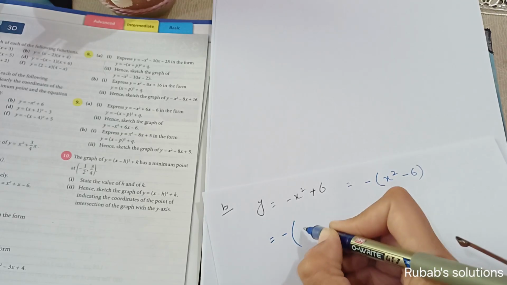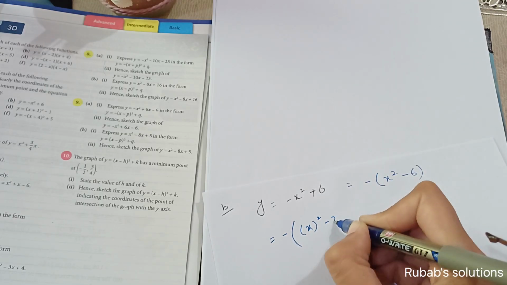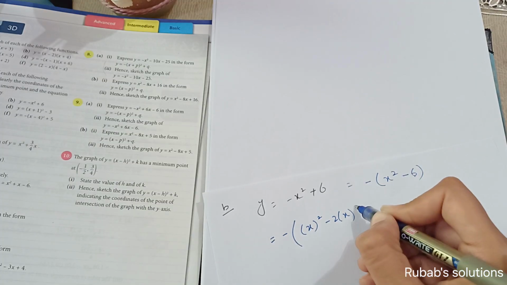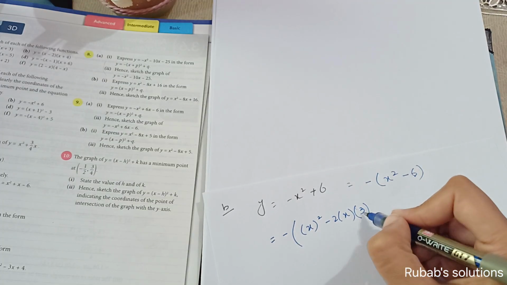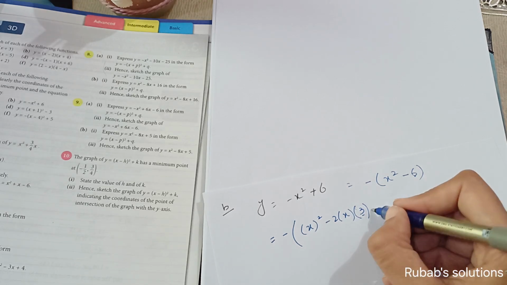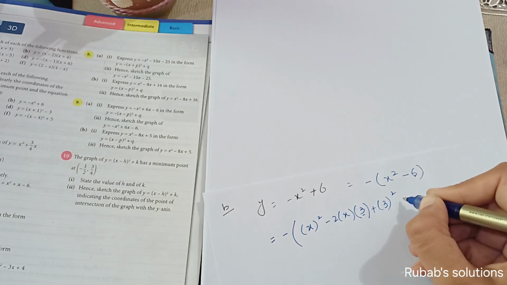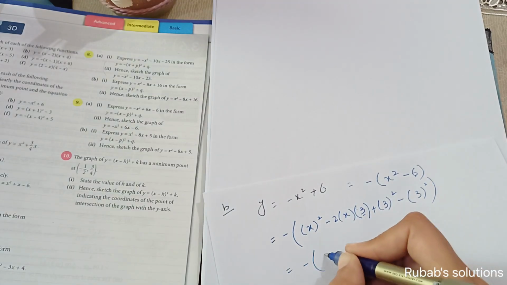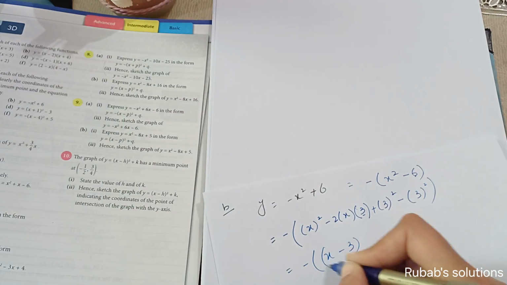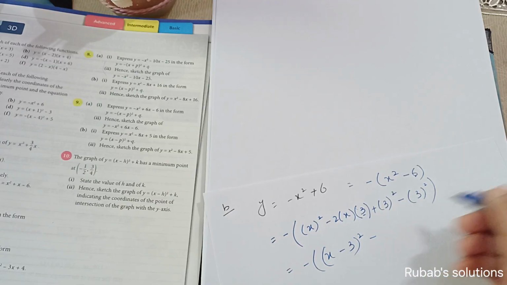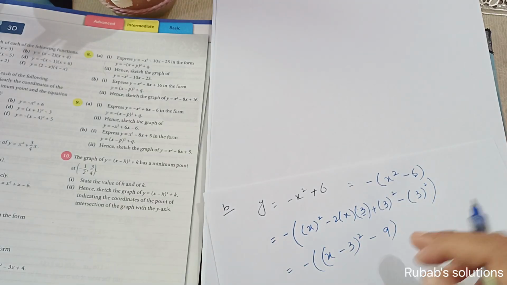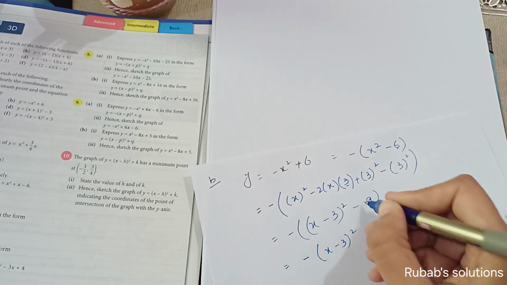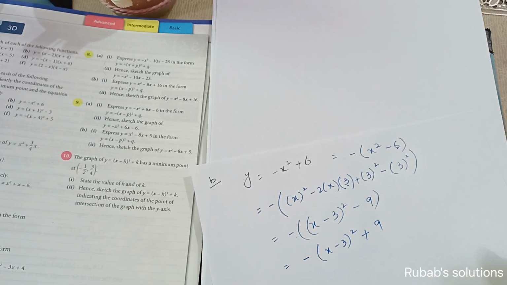In the completing square method, I know that a square minus 2ab, how do I get the b? By dividing it by 2, so I'll get 3. So that means 3 I have to add because b square is not present, and I have to subtract the same thing. So it will become x minus 3 whole square. This is the formula, and minus 3 square is 9. Now open this bracket, so I will get minus x minus 3 whole square. This minus and minus will become plus 9.